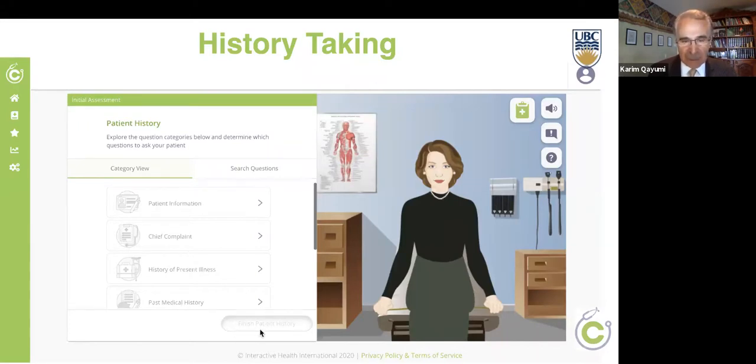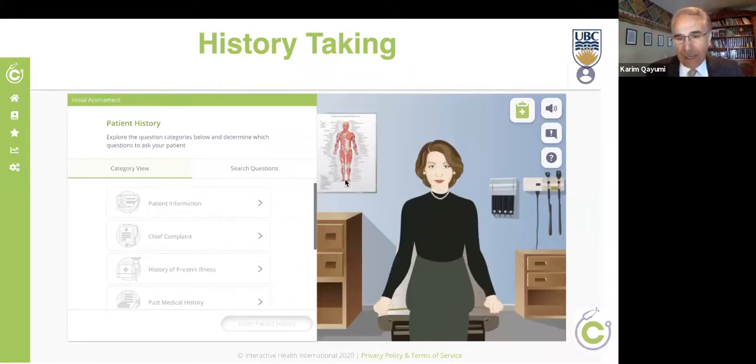And here's a button here. It's called finish patient history. This would turn green and be activated only when you go through all categories, if you're choosing to go by categories. If you choose to go by questions, after 1 question or 10 questions, this would turn green, and you can click that and go to the next level, which is the next session.